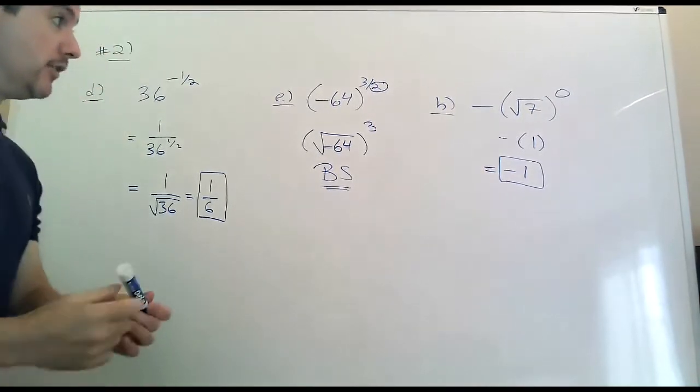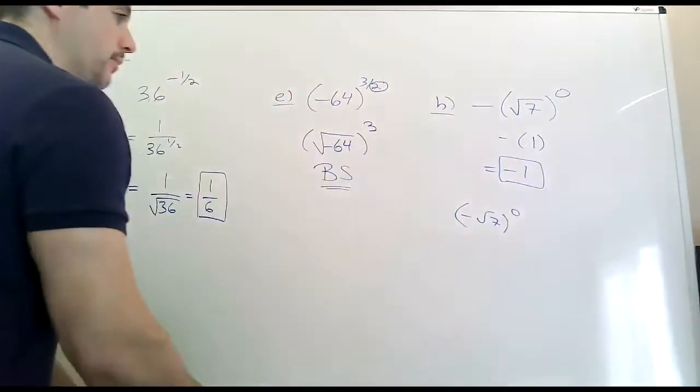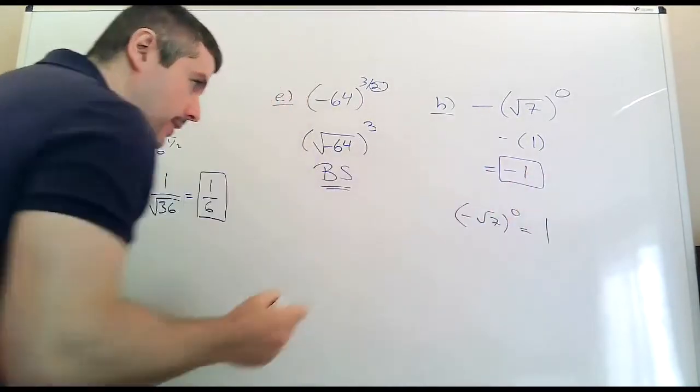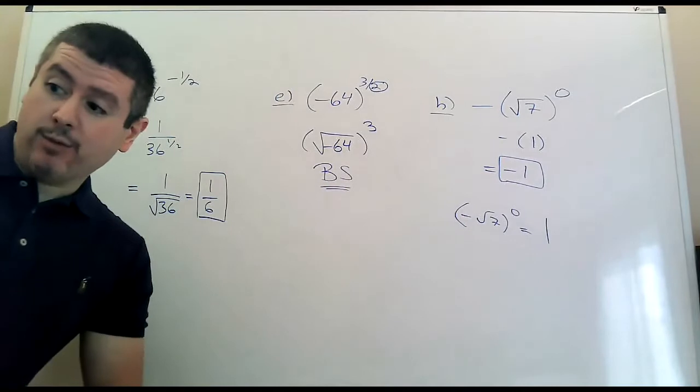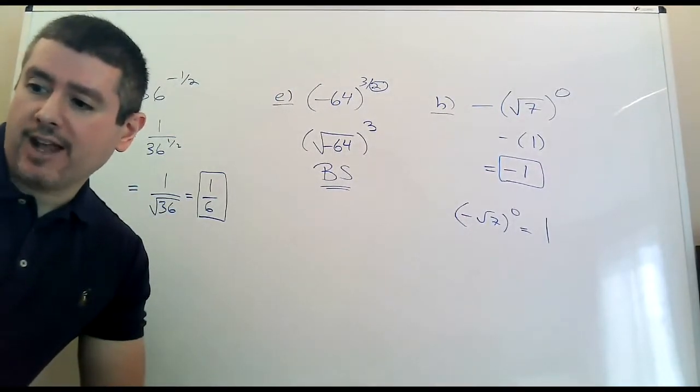If that negative had been inside, just real quick, if it had been like this, anything to the 0 power is 1. That wouldn't be -1. That one would be 1 because the negative's in there with the radical 7. All right, so that's the end of the power ones.